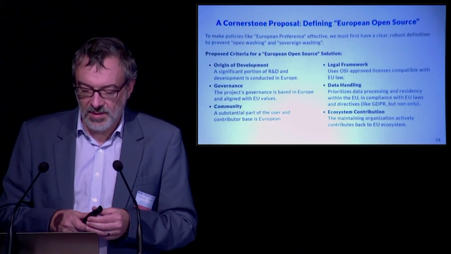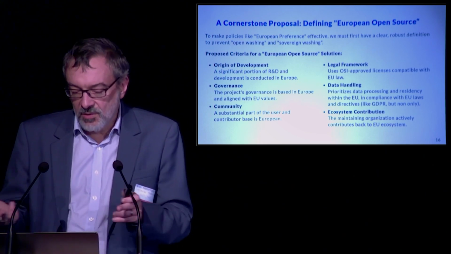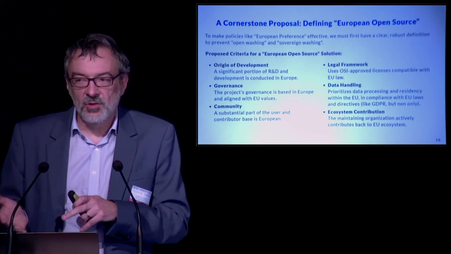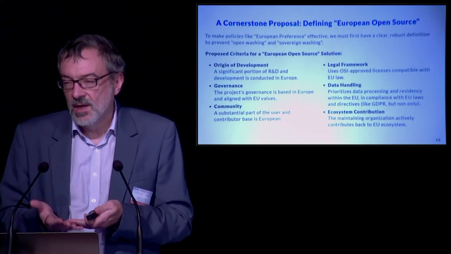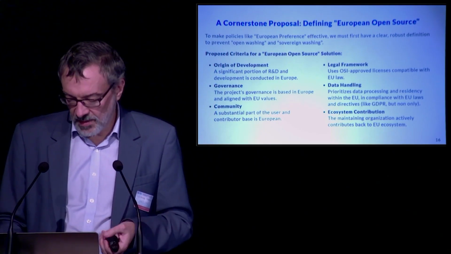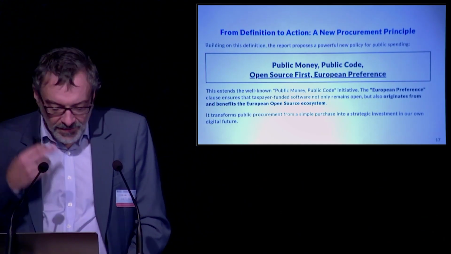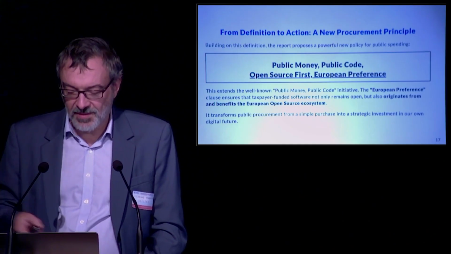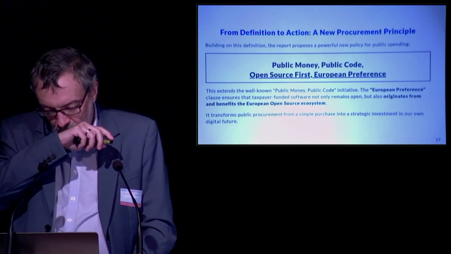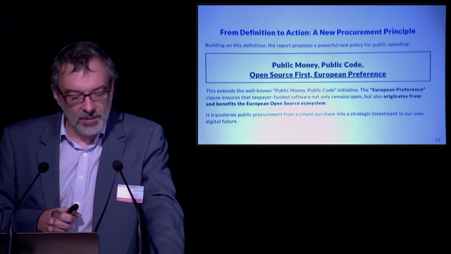You can read the details. Origin, governments, community, of course, the license. It should be the first criterion. In case it is a solution and not just a program, as we've discussed before, how the data are handled, and also how do you contribute to the European ecosystem. So this is the new motto. It's not just public money, public code. It's public money, public code, open source first, and European preference. At least that's what we suggest in the report.